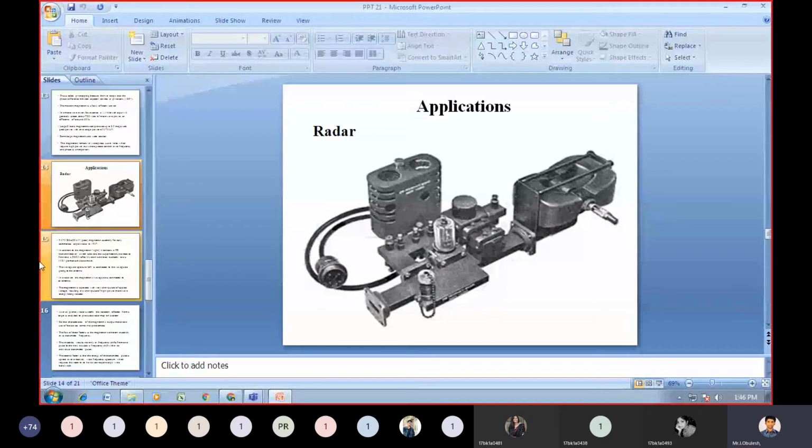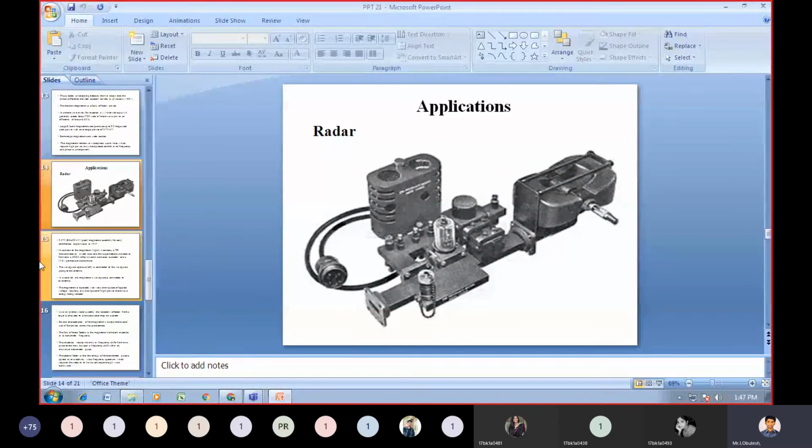So in this diagram we have all these: a TR switch tube, superheterodyne receiver, reflex klystron tube local oscillator, and germanium diode mixer. And the waveguide aperture, represented on the left side, is connected to the waveguide going to the antenna.